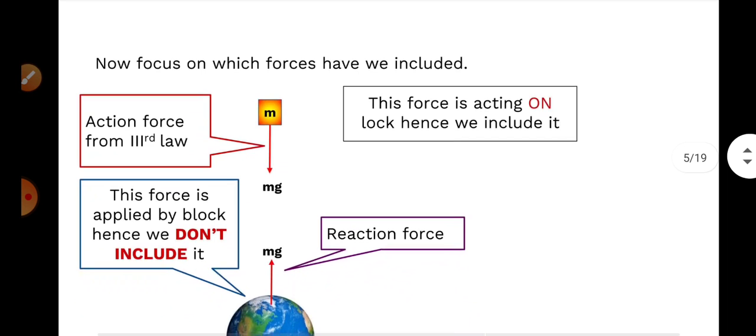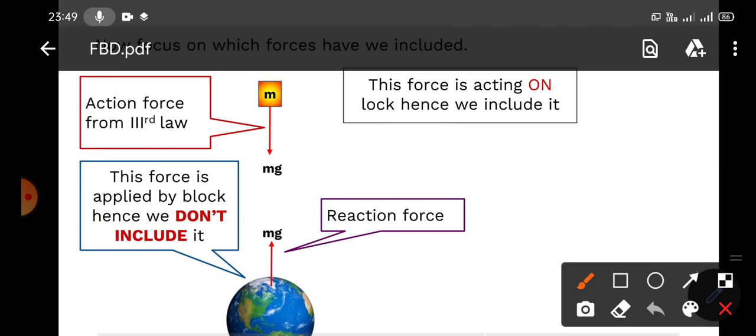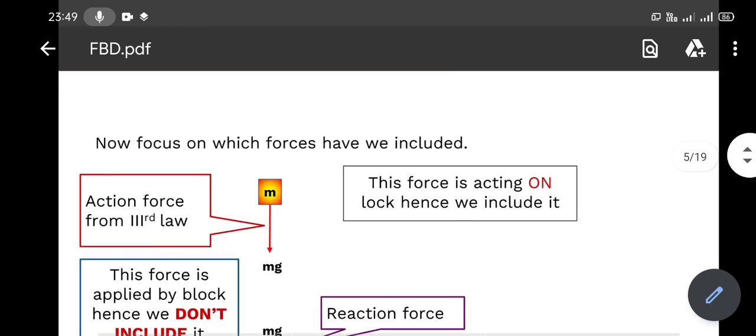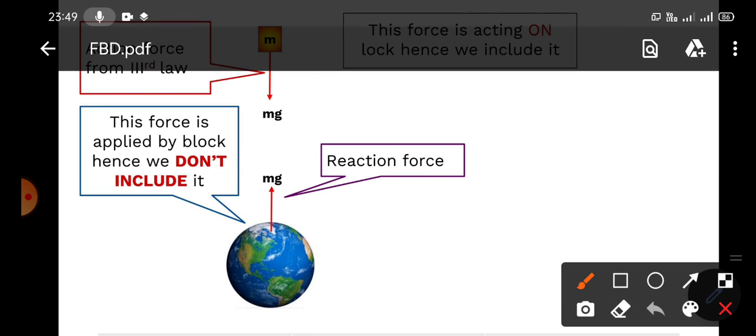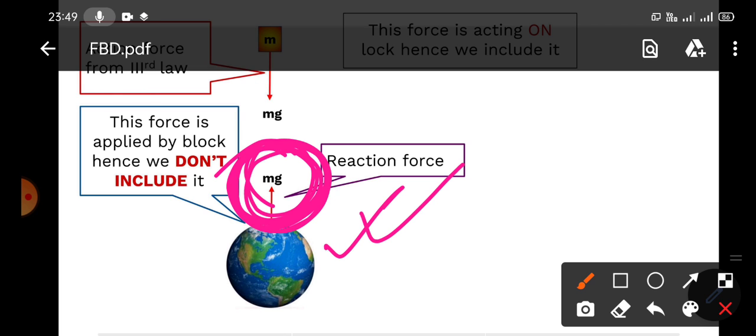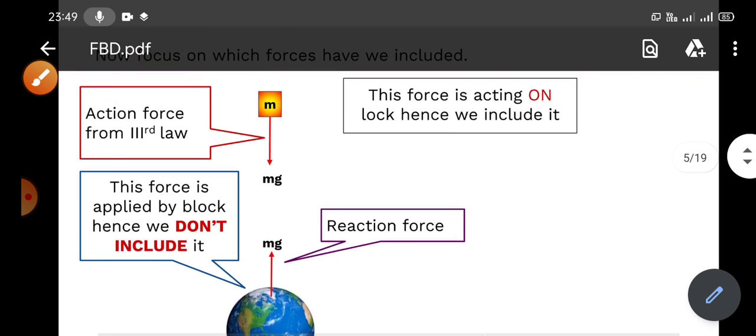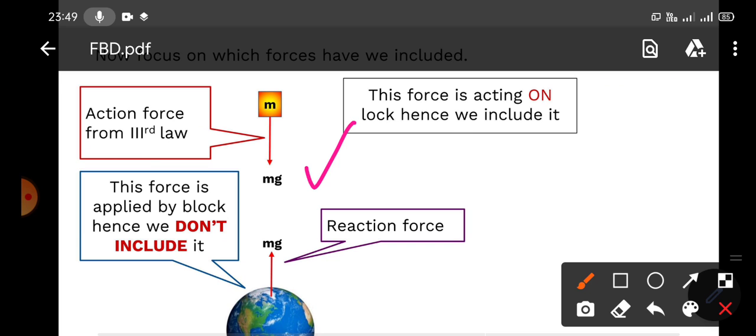Now focus on which forces we have included. For the block we have only included the mg force which is applied on the block of mass m. The second mg, which is applied by the block on the earth, we did not include, because this force is acting on the earth. When we calculate the force acting on the earth, then we will calculate this mg. So this is the reaction force; we have calculated only the action force.